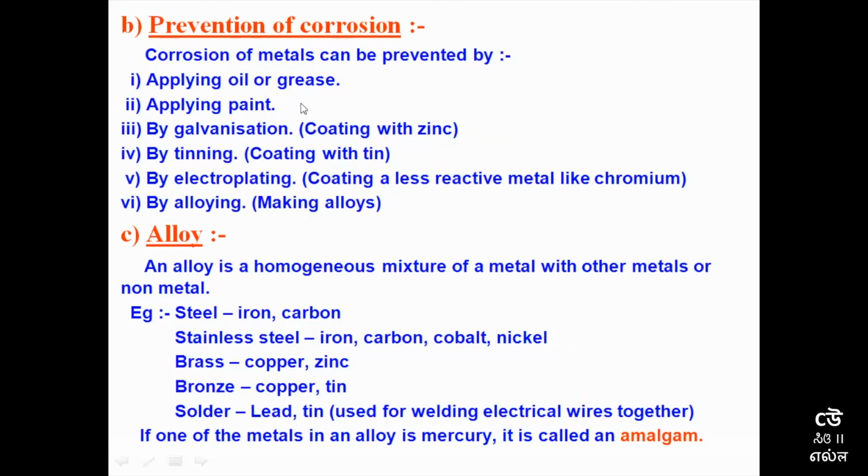Now let's talk about what an alloy is, because in this chapter we have learned so many things regarding metals and non-metals, but we haven't talked about what an alloy is. So we will define an alloy by saying that an alloy is a homogeneous mixture of a metal with another metal or a non-metal. For example, how is steel made? Steel is made up of iron combining with carbon. Stainless steel has 4 things: iron, carbon, cobalt and nickel. So whenever there is a mixture of a metal with another metal, or whenever there is a mixture of a metal with a non-metal, these are all very good examples of alloys. So this was about alloys with some of their examples.